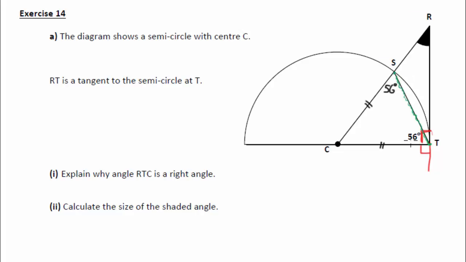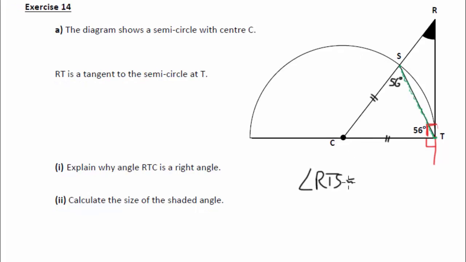Now, we've got 56 degrees here. We know that this is part of a right angle, so we need to think of what the other size is that will make up this 90 degrees. So it's essentially this angle RTS, that's equal to 90 minus your 56, and that is equal to 34 degrees. So that side here is 34.